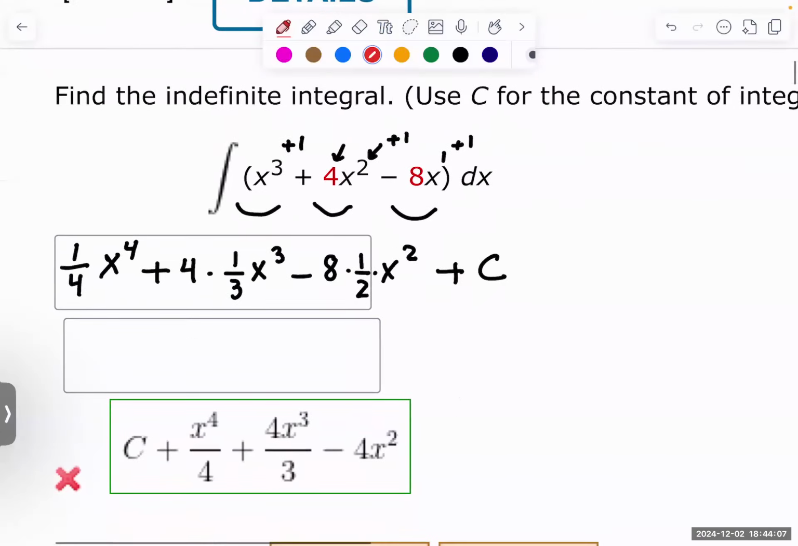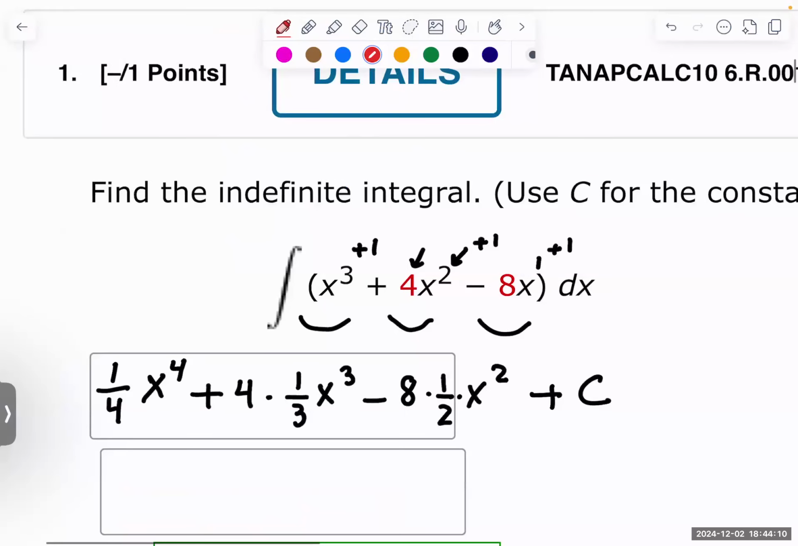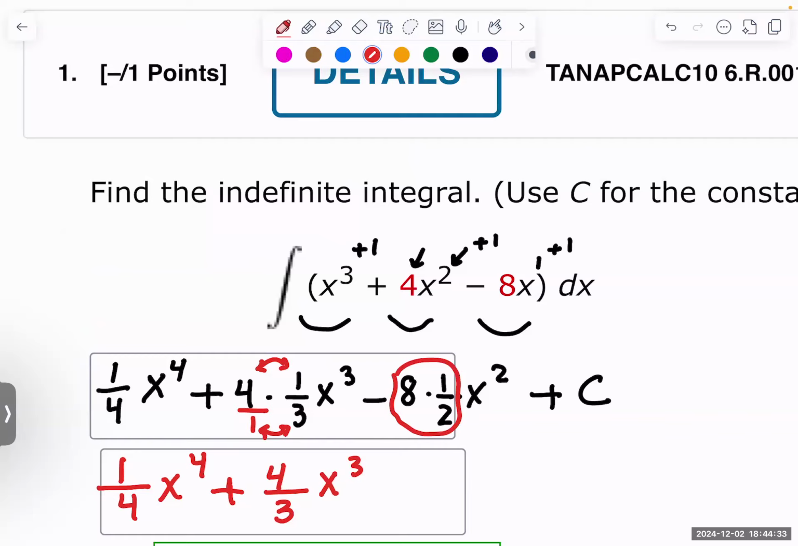So the first one is 1/4 x to the 4. Plus, you give denominator of 1, numerator times numerator, 4, denominator over denominator times denominator, 3, x cubed. 8 times 1/2 is 4, so minus 4. Or you could give denominator of 1 and simplify. x squared plus c.